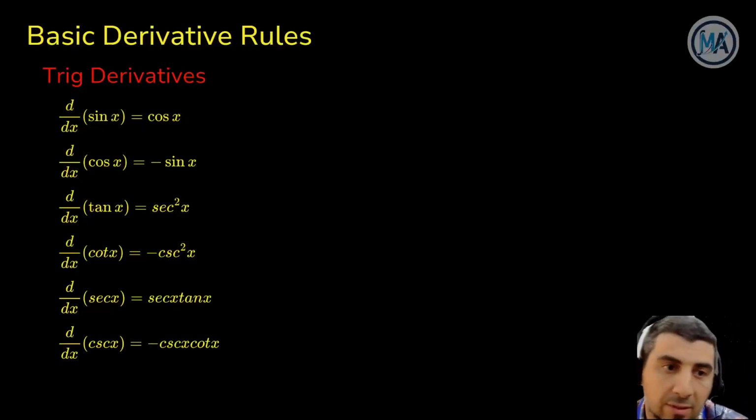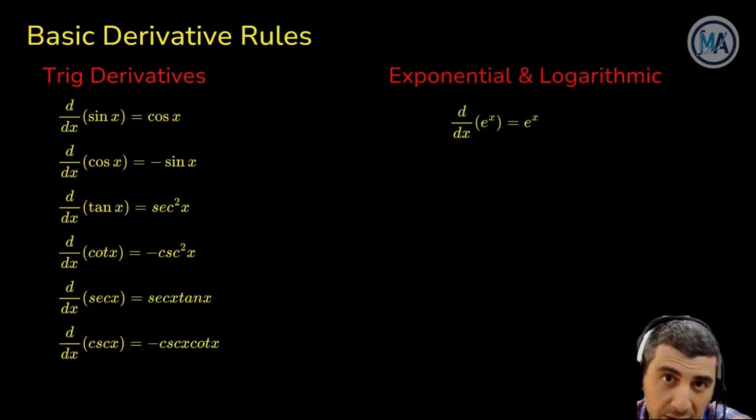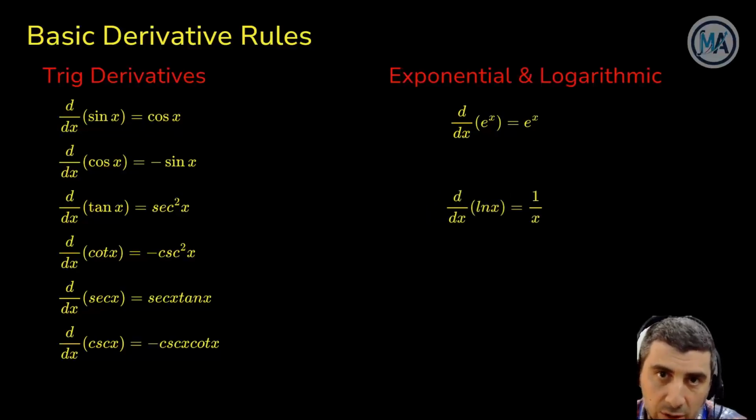A quick rule of thumb is that if you're taking the derivative of a trig function that starts with a co, the answer also starts with a negative. So look at that, derivative of cosine, cotangent, cosecant, all of the answers start with a negative. Also, you have to know the derivative of the exponential function. Derivative of e to the x is itself, and the logarithmic function, its derivative is just 1 over x.